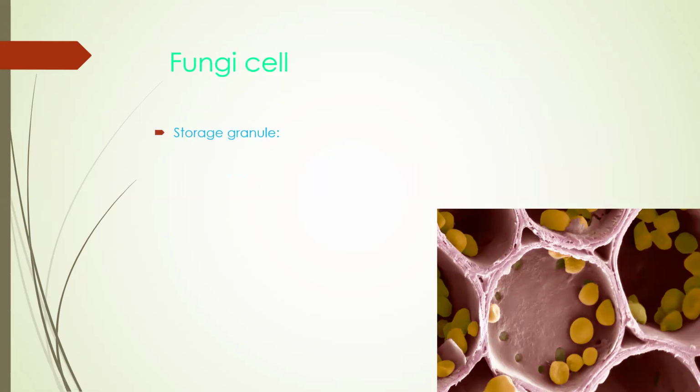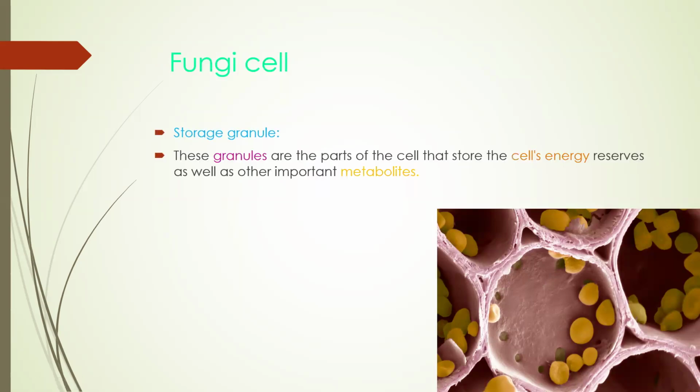You can observe them only in a microscope. These granules are the part of the cell that stores the cell's energy reserves as well as other important metabolites. Okay. This is the granules. Look at here. This is called storage granules. Storage granules contain proteases, lipases, amylases, and nucleases. These are enzymes present in storage granules.